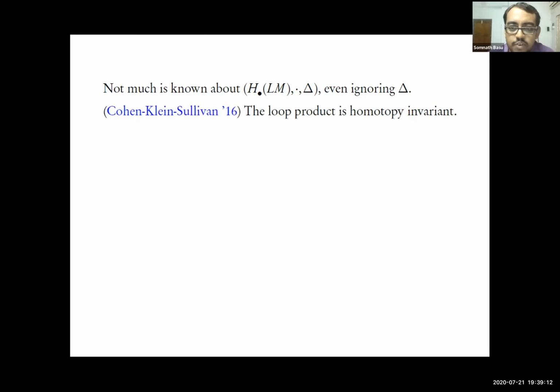On the other hand, if you are looking for interesting sophisticated invariants, then the theorem of Cohen, Klein, and Sullivan says that this loop product dot is a homotopy invariant. So you cannot expect non-homotopy invariants through loop products. In fact, one of the original motivations of defining this loop product and string topology was to come up with non-homotopy invariants. But this theorem says that the loop product is not the place to look for that. Okay. So how do we search for non-homotopy invariants?